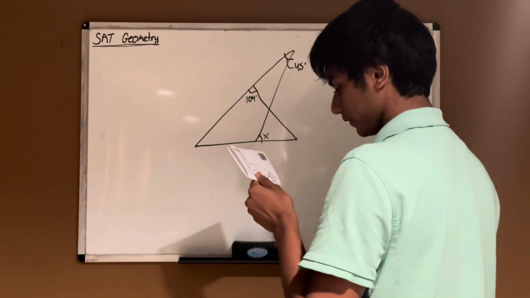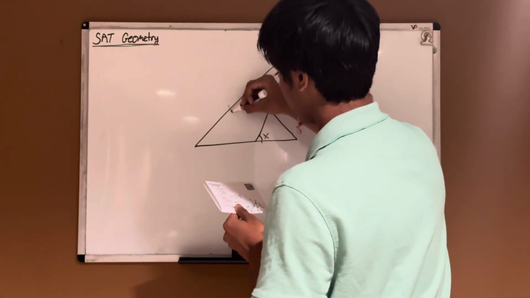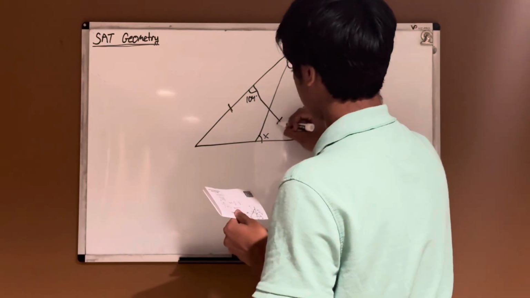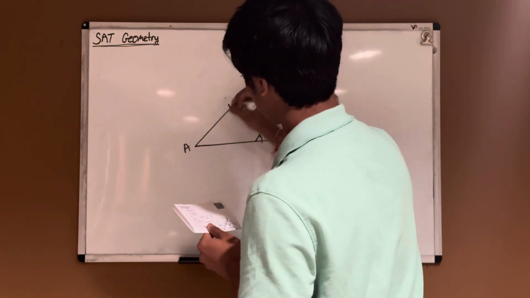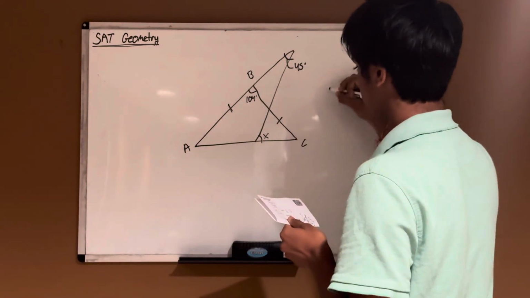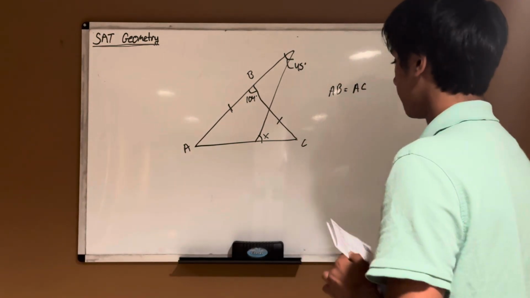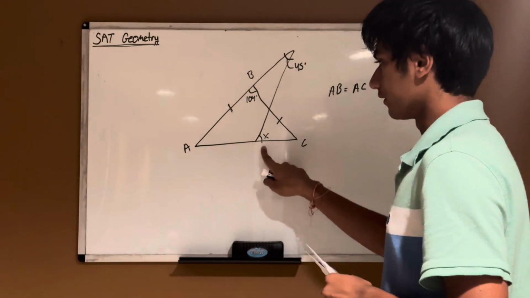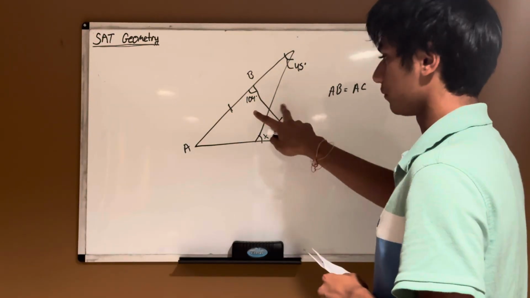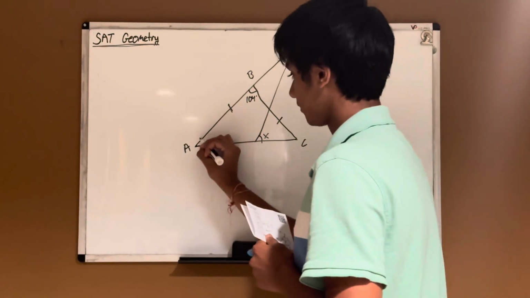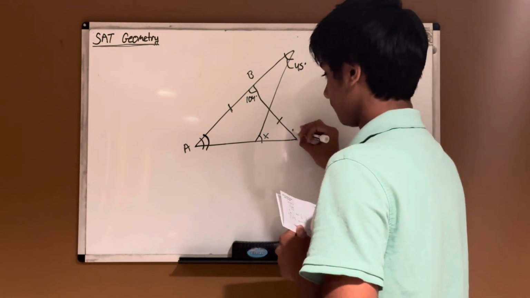And one more thing, we know that this side length here and this side length here are equal, so let's call this A, let's call this B, let's call this C, so AB is equal to AC. So we know those pieces of information. Okay, so we want to find this angle here. Well, we know that these side lengths are equal, and so the first thing we can say is that this angle here and this angle here are equal.